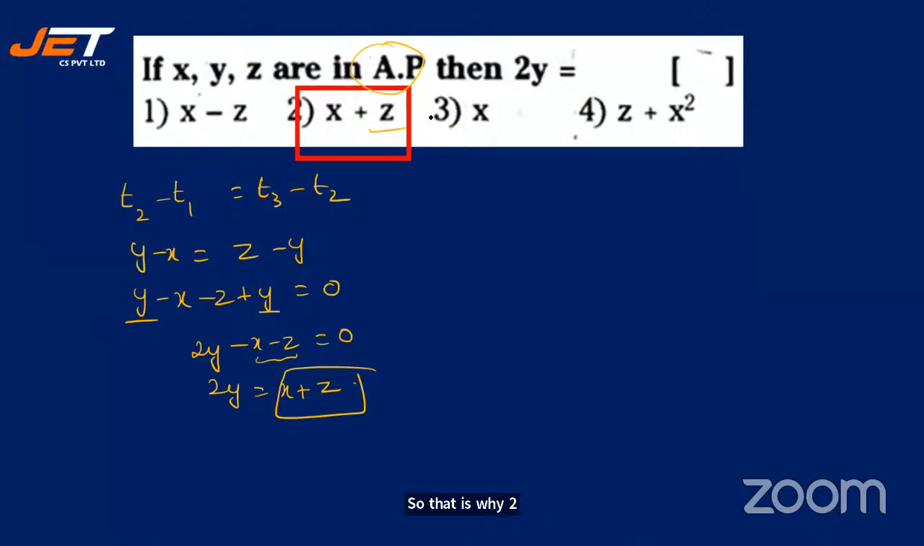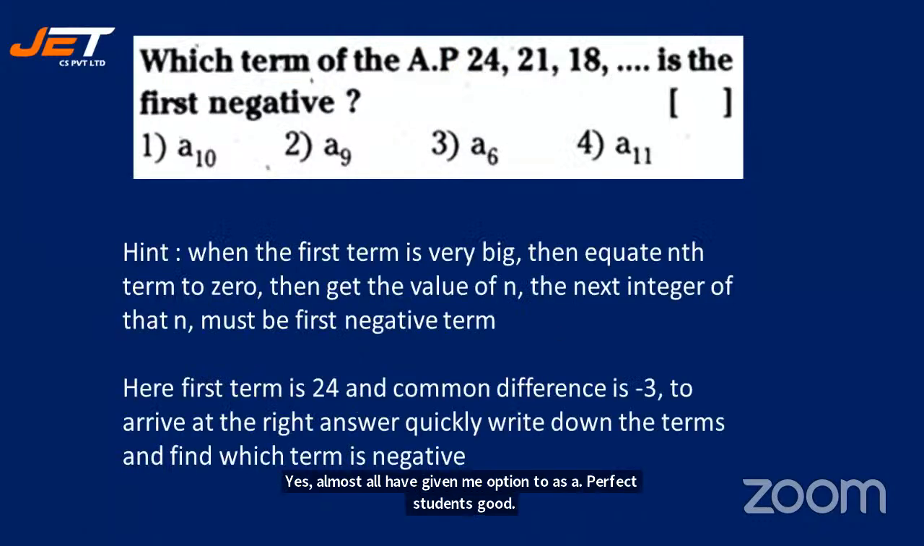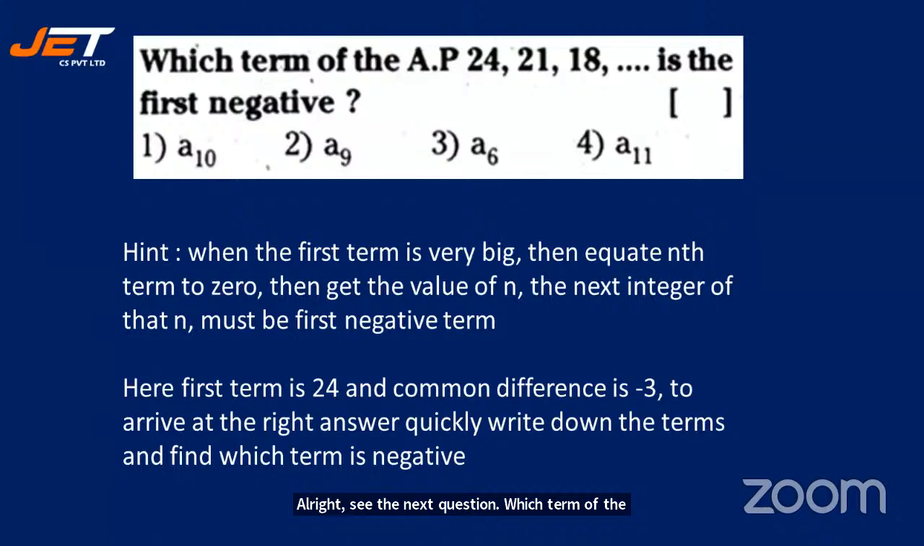All right, let's see how many are giving me option 2. Yes, almost all have given me option 2 as a right answer. Perfect, students. Good. All right, see the next question. Which term of the AP 24, 21, 18, and so on is a first negative? Is it A10, A9, A6, A11?